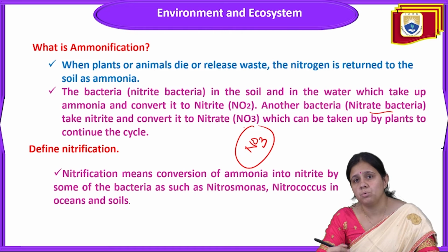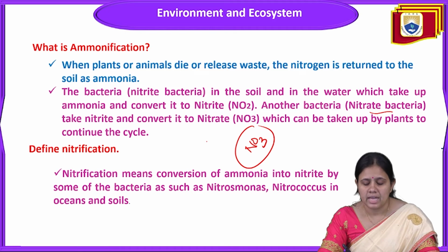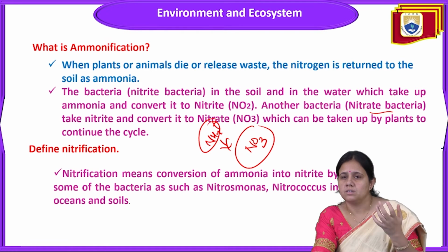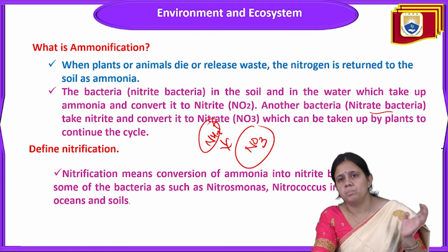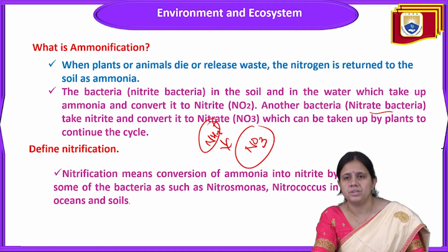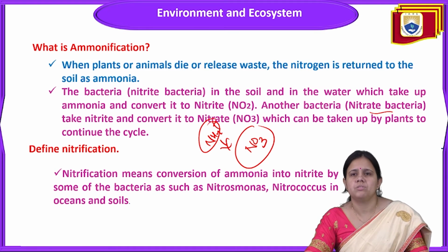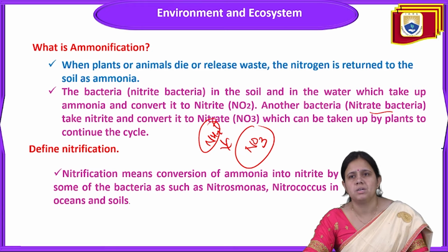To bring about ammonia in the form of ammonium, NH4 plus, so plants can take this nitrate to continue the cycle. Bringing those ammonia into the soil in the form of ammonium is called ammonification. When some plants or animals die or release waste, the nitrogen is returned to the soil as ammonia.